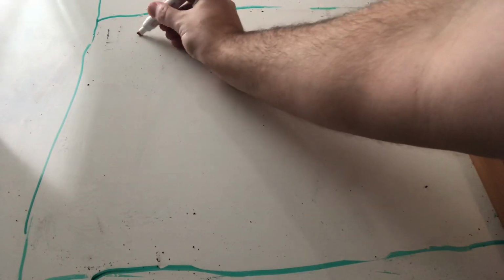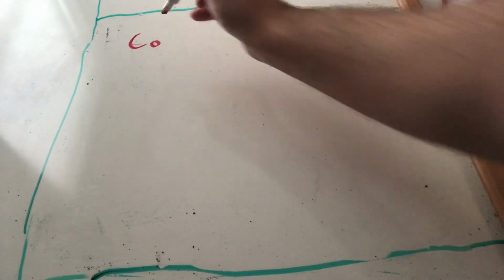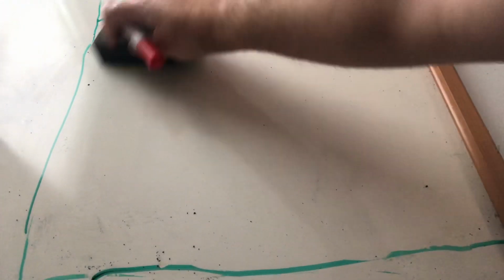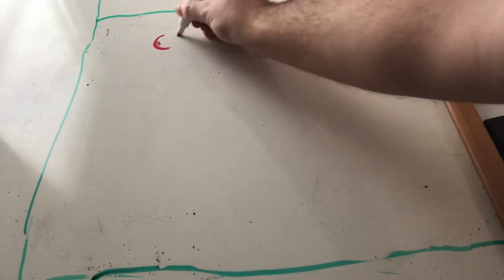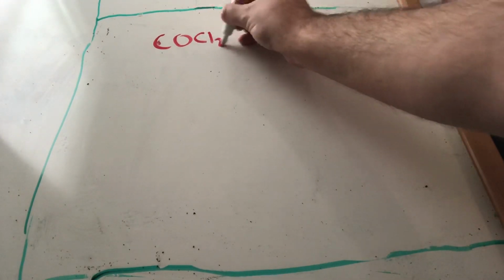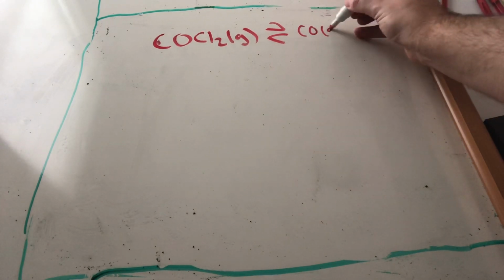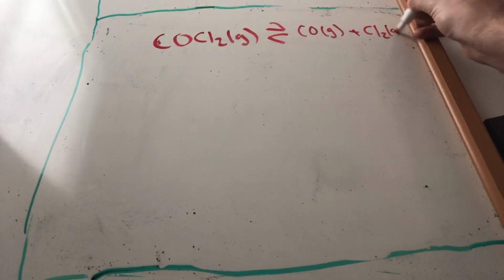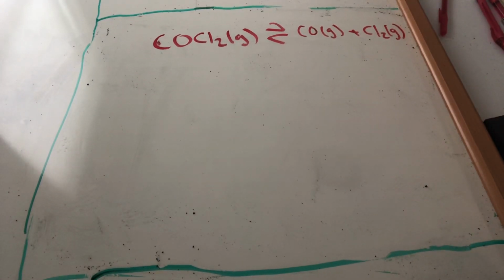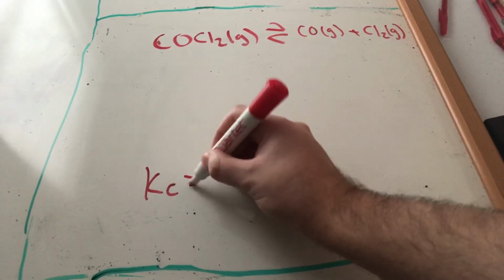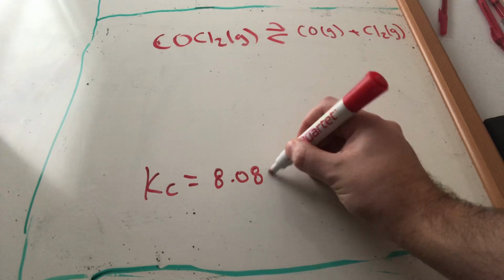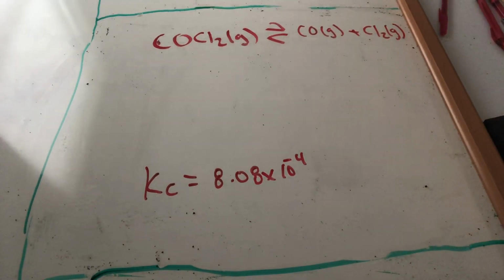So let's take a look at an example to show you what we mean here. All right. So I'm going to write in a reaction down. So let's have COCl2, which is a gas, in equilibrium with CO, gas, and Cl2, gas. So there's our reaction that we have. We're given that Kc for this reaction is 8.08 times 10 to the minus 4.